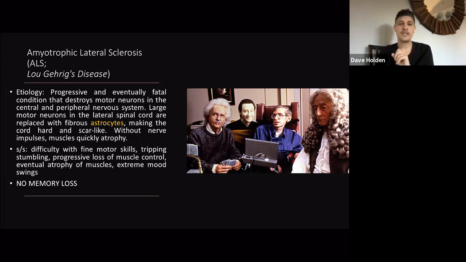So here you see probably one of the most famous people with ALS pictured. It is Stephen Hawking. If you're uninitiated, Stephen Hawking is the one in the blue shirt sitting behind the computer. He's the one with ALS. This was taken on the set of Star Trek: The Next Generation in an episode back in the early 90s, where he starred as himself.